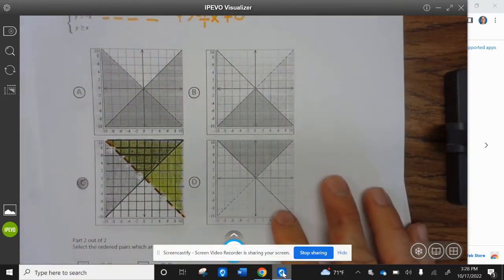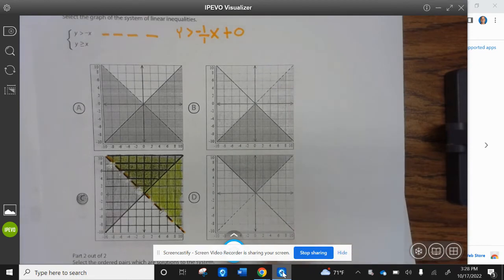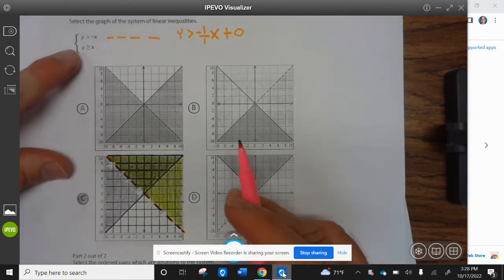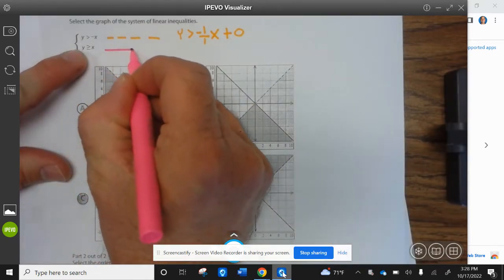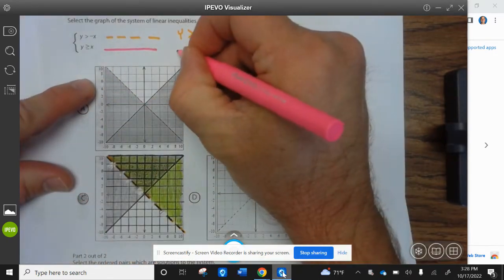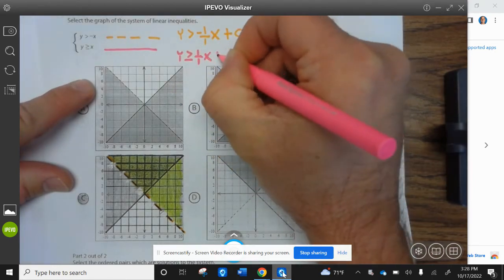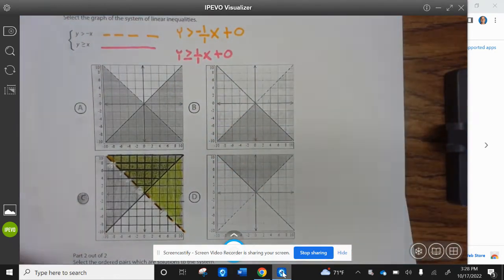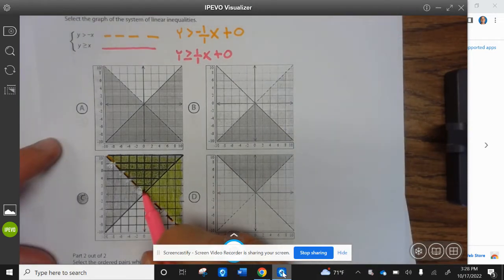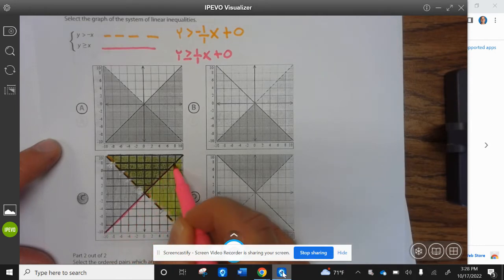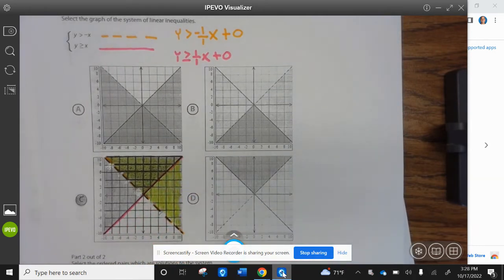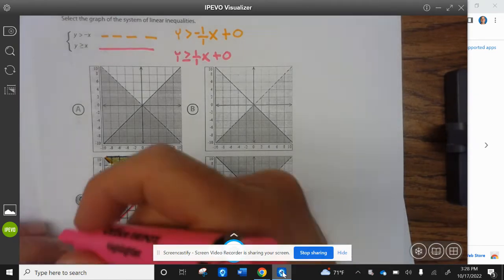Okay. Now let's graph the second one. Now there's a line underneath, so it's a solid line. And then this is y greater than or equal to, that would be 1 divided by 1 x plus 0. Okay. So we start at 0, but this one we go up one, right one, up one, right one, up one, right one. So this is our line. Okay. Now it's greater than as well, so we shade above.